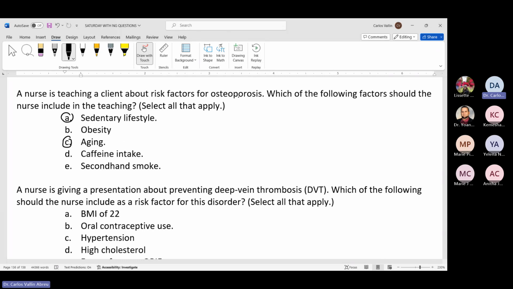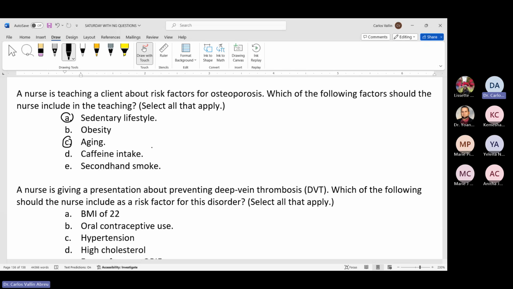Aging is a risk factor for osteoporosis. You don't see osteoporosis in young women. You see osteoporosis in old women, in postmenopausal women. You don't see osteoporosis in young men. You see osteoporosis in very old men. So aging is a risk factor for osteoporosis.